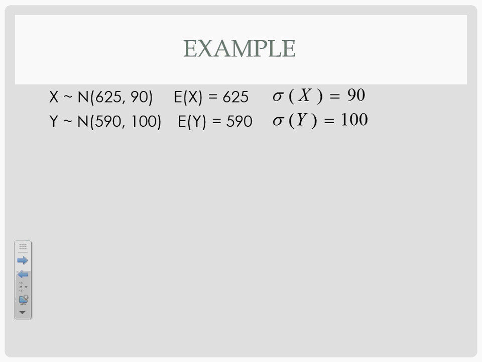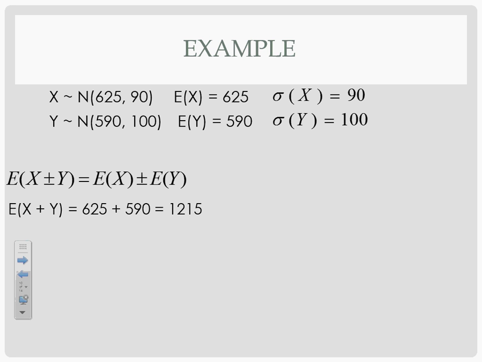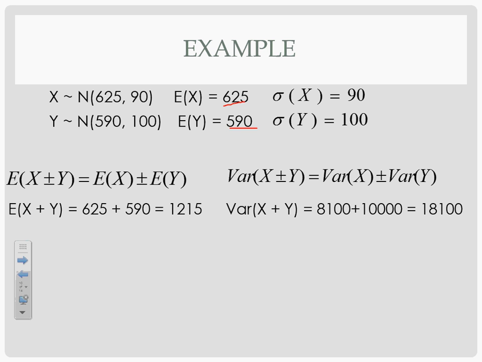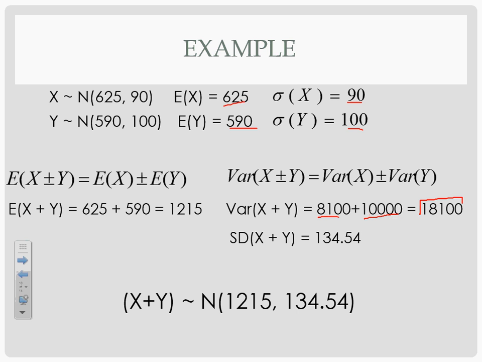So we have it, the expected value of x plus or minus y is expected value of x plus or minus the expected value of y, or in our case, we take the mean of x plus the mean of y, 1215. In order to get the variance, we need to square 90. That's where that 8100 comes from. You need to square 100. That's where that 10,000 comes from. Then to get that standard deviation, we'll just take that square root and we end up with a standard deviation of 134.5 points.